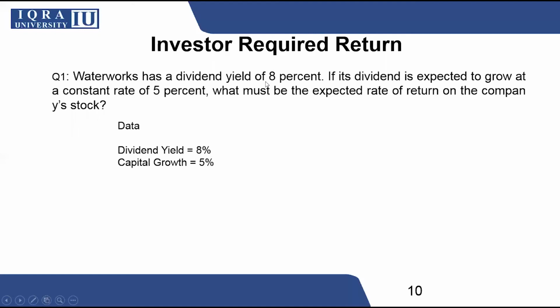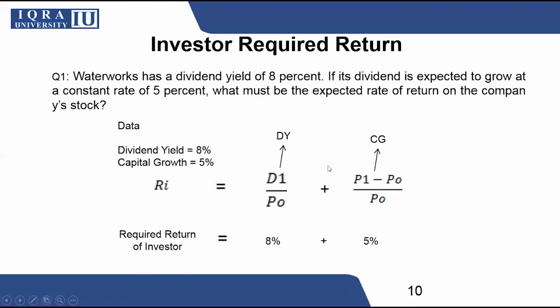Dividend yield, as you can see right now, is 8% and the capital growth is 5%. When you apply the previous formula, this term D1 upon P naught represents the dividend yield, and this term P1 minus P naught upon P naught reflects the capital growth. When you add these two, the first one is 8% and the second one is 5%, so the total sum will be 13%. It means that the investor's expected rate of return will be 13%.